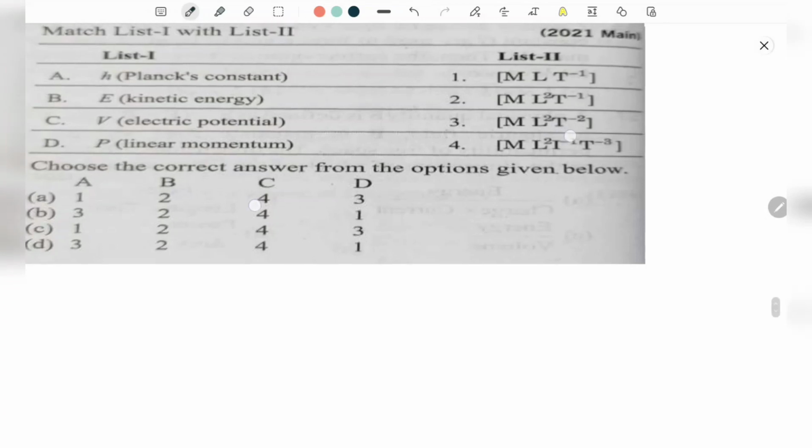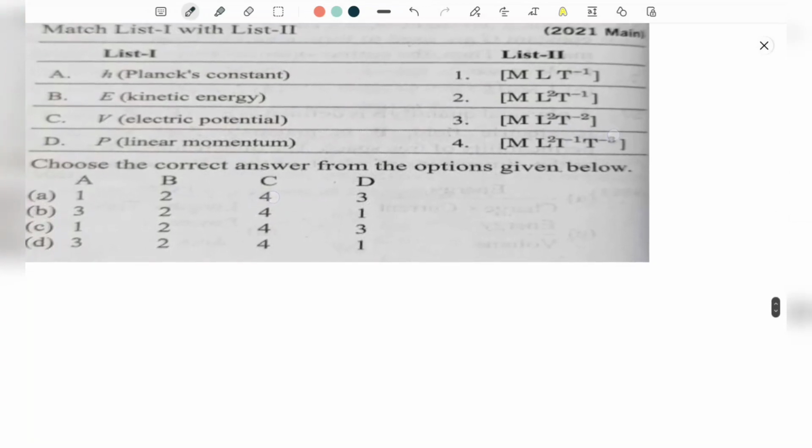There is another matching the list problem, and this time it is with Planck's constant, kinetic energy, electrical potential and linear momentum. We will be solving a lot of problems throughout this course, so you do not have to worry about any shortcomings that you have in solving numerical problems.